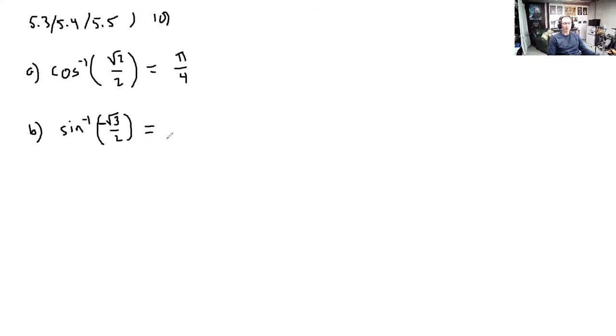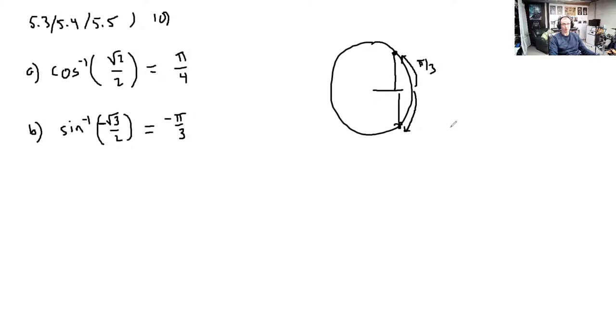Sine inverse of negative root 3 over 2. When we think about this, if it was root 3 over 2, what angle would we say? We would say pi over 3, because that's the reference angle, but we want to have a negative value here, so we go down a little bit. So instead of going up to a height of root 3 over 2 with an angle of pi over 3, we go down to that height of negative root 3 over 2 by going in the opposite direction. Remember that sine inverse can only produce angles between negative pi over 2 and pi over 2. That's the standard range for sine inverse.